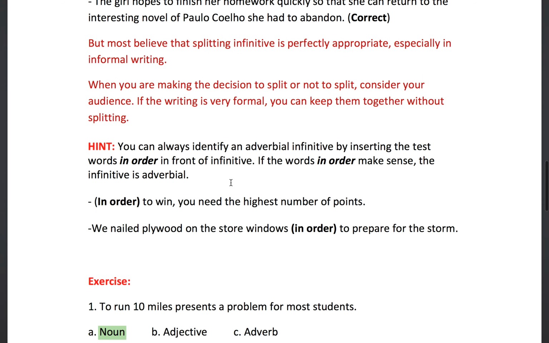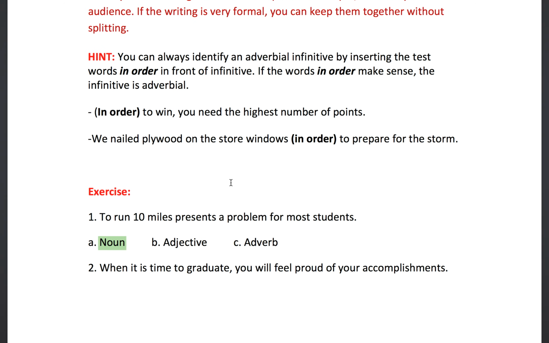Okay? But yeah, this is mostly believed to be not incorrect, but not formal. So here are different ideas about this, but it's better not to do this, not to split them. And here we have a hint to recognize if it's an adverb in a sentence or not.